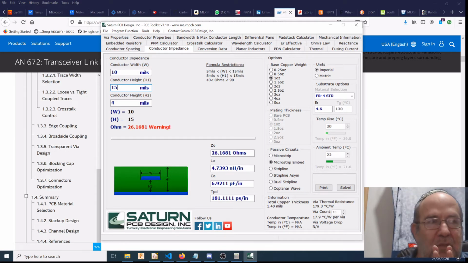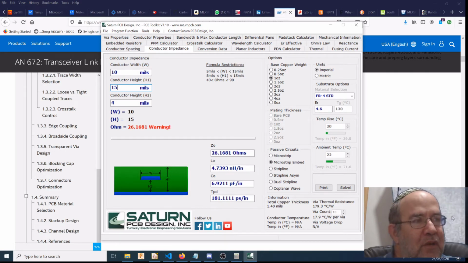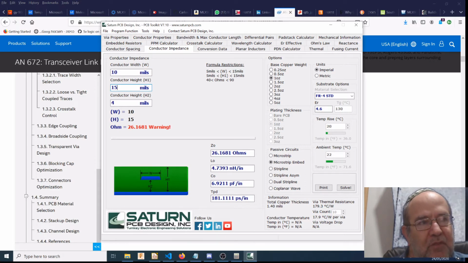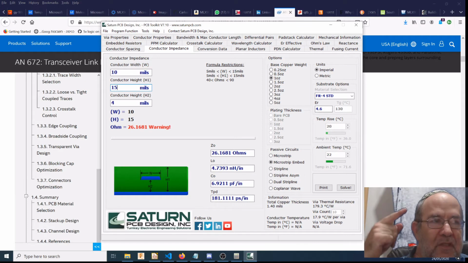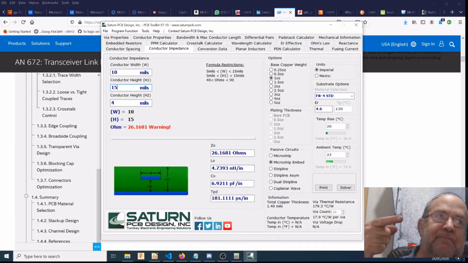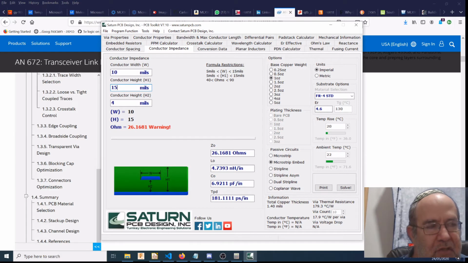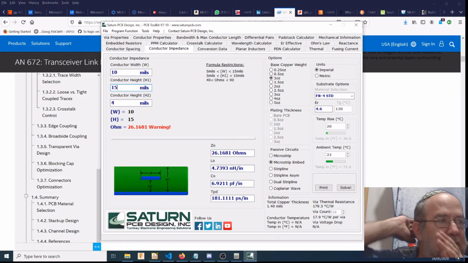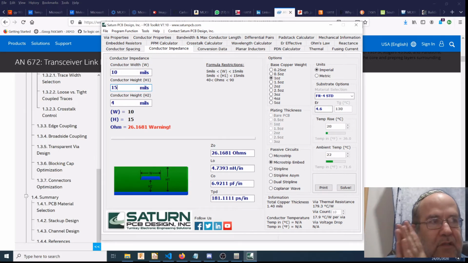So the advice that Robert had was to try and route all your data groups on the same layer pairs, so that if you change your stack up, your layer pairs will be adjusted accordingly. You're not going to have D0 and D1 having a different delay from controller to memory chip because of a stack up change.